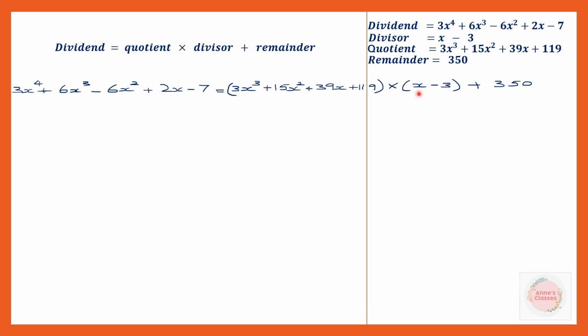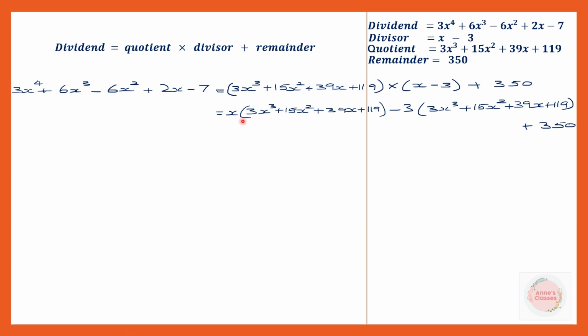Let's take only x here and write that. So that will be x into the whole polynomial, 3x cube plus 15x square plus 39x plus 119. Now minus 3, that is the next term. Here we are taking minus 3 and we are going to multiply with all the terms, 3x cube plus 15x square plus 39x plus 119. So we have expanded this part and written it here. Now we need to add 350 to this. So let's write plus 350.